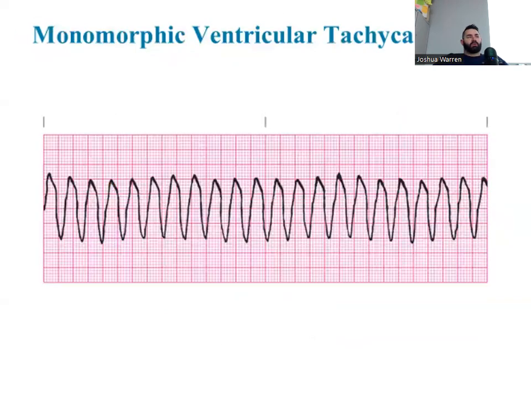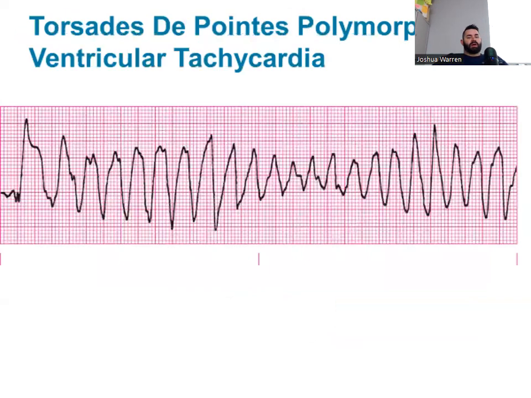Take a look. Monomorphic, all look the same. Polymorphic, all look different. That's because there's multiple pacemaker sites firing off. So imagine, if you will, there's a bunch of sparking wires at the bottom of the ventricles, and they're all trying to take a turn to run the show. I'm the captain. No, me. No, me. I'm telling mom.